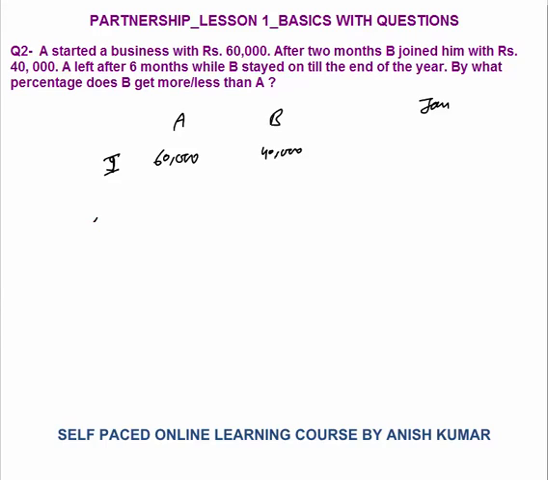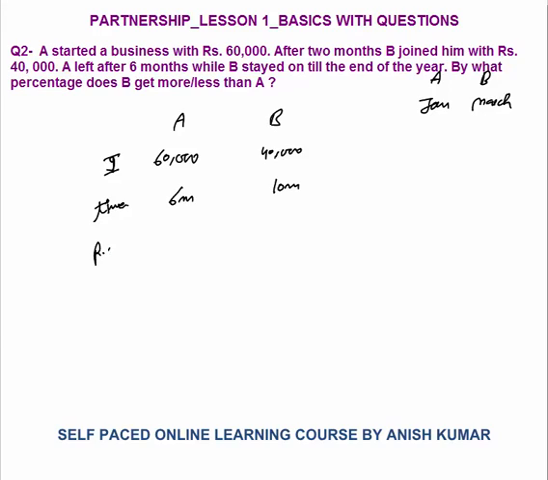It means that A's money was there in the business for 6 months, while B stayed till the end of the year. So B joined after 2 months. Let's say A started the business in January, so B will join the business in March. And B was there in the business for the entire year. It means that B was there for 10 months, because he joined 2 months after A. A left the business after 6 months. It means that A was there in the business for 6 months.